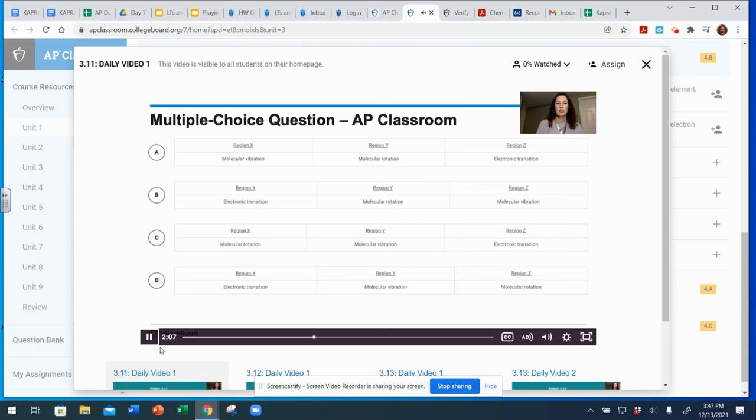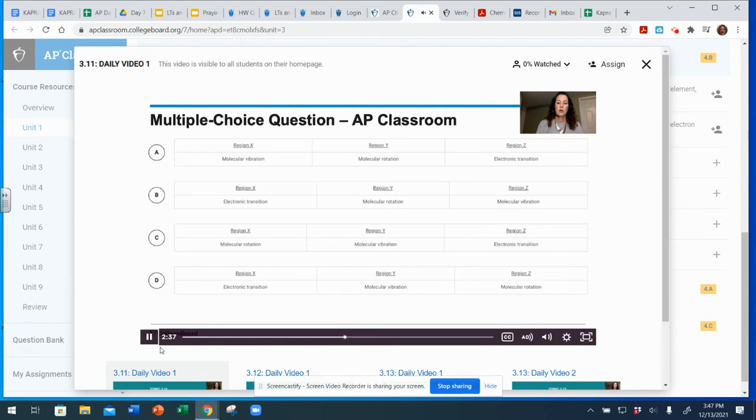So our multiple choice answers are going to give us some different areas. It's going to look at each of the different regions, and it's going to associate each region with a specific type of motion. So as we just mentioned a second ago, we want to notice that both UV radiation and visible light are going to involve electron promotions. And we also want to make sure that we noticed that our microwave wavelengths were going to be molecular rotations, and the infrared is going to be our molecular vibrations.